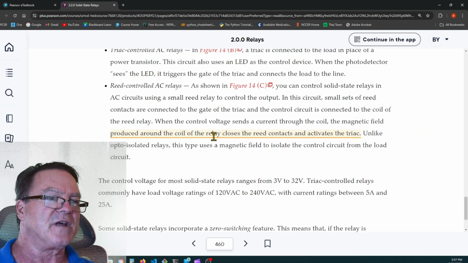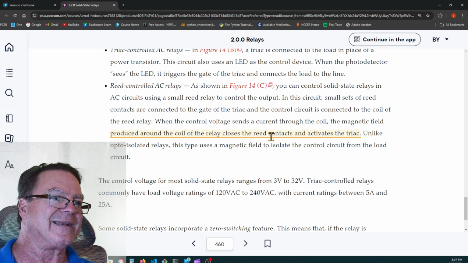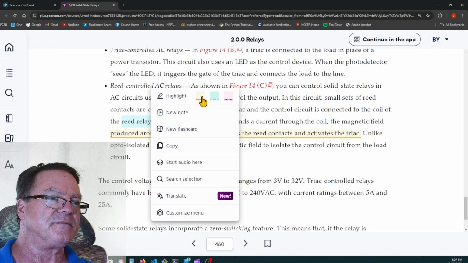So this is a highlight. The reed relay uses magnetism. All right.